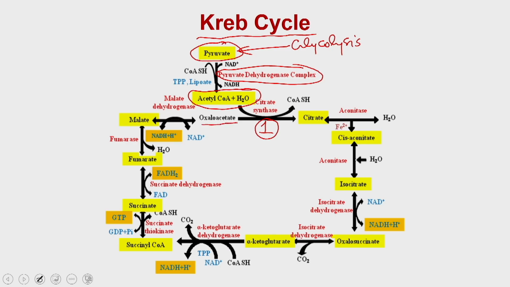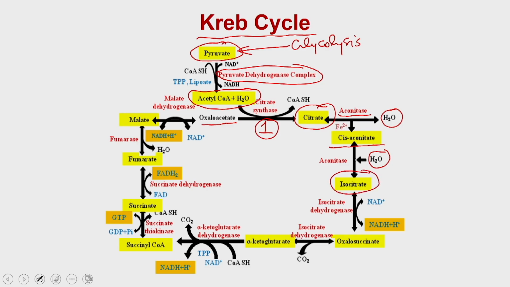The oxaloacetate that is present combines with acetyl-CoA in the first reaction. The enzyme is citrate synthase, and it generates citrate. The citrate is utilized by aconitase in a dehydration reaction, so one water molecule is lost, and that is how it produces cis-aconitate. Cis-aconitate generates isocitrate.